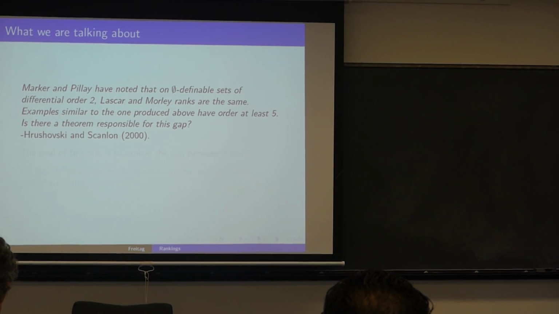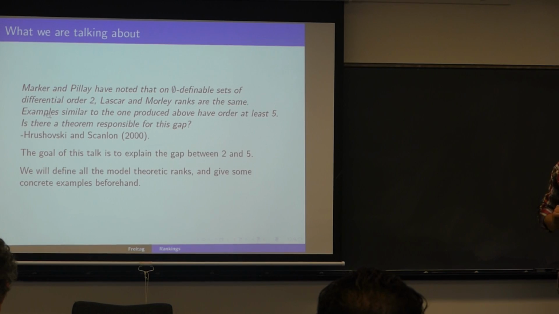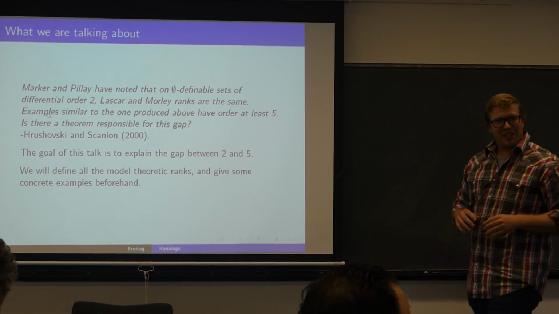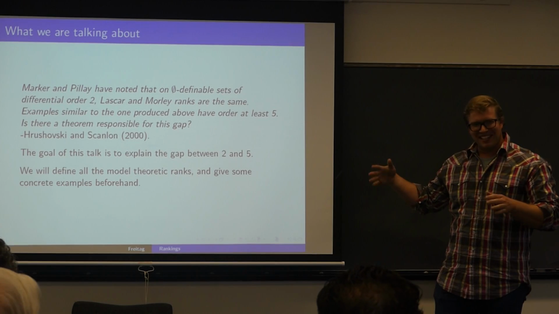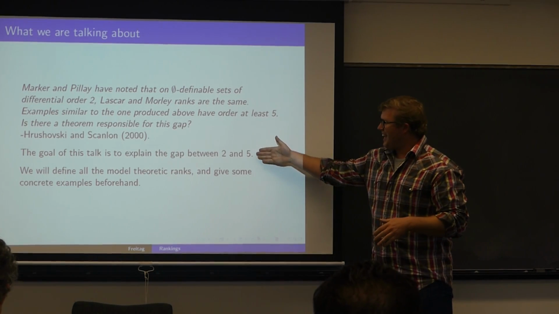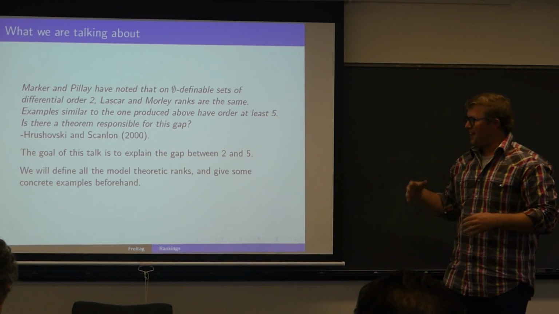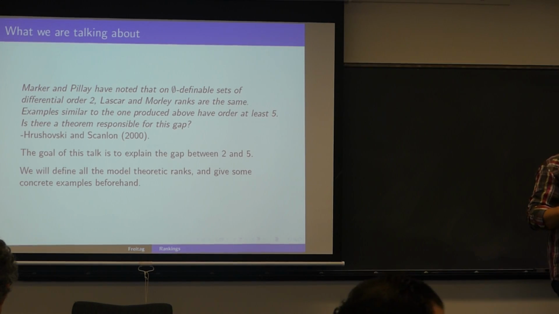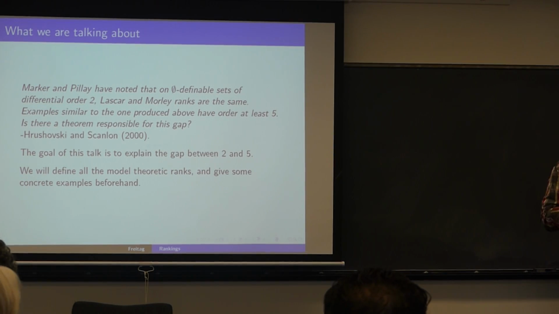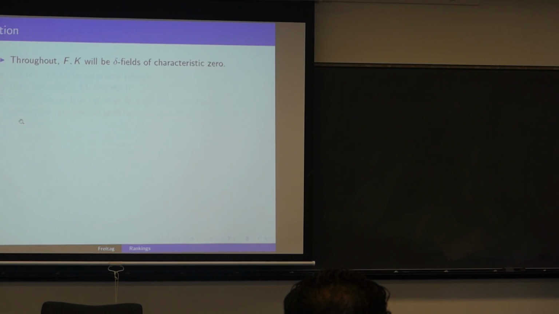Might not make sense yet. But the goal of this talk is to explain that gap between 2 and 5, which you shouldn't take out of context. I'll try to explain everything in very elementary terms by the end. So for model theorists, there will be some definitions which look a little unsophisticated, but you just have to accept that.